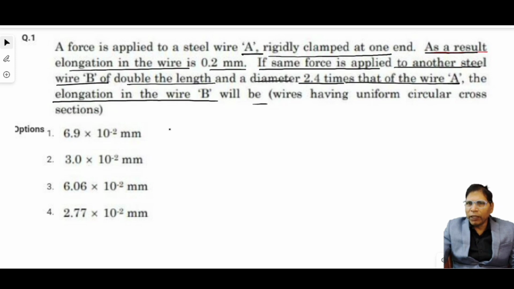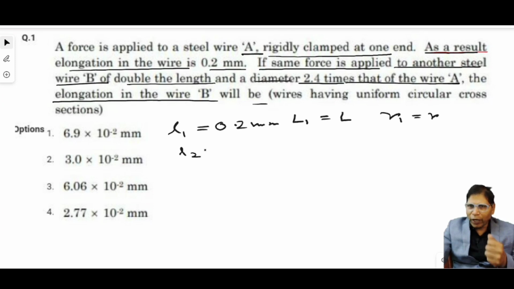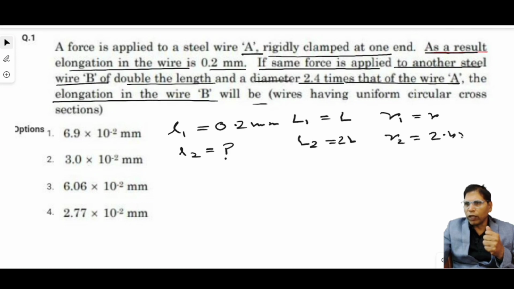Okay, look at this. The given conditions are: elongation of A, L1, is 0.2 millimeter. Length of A is L1 equal to L. Radius of cross section R1 equal to R. Now we have to calculate the elongation of the wire B. Suppose this is the L. Length of B is equal to 2L and radius of cross section R2 equals 2.4 R.